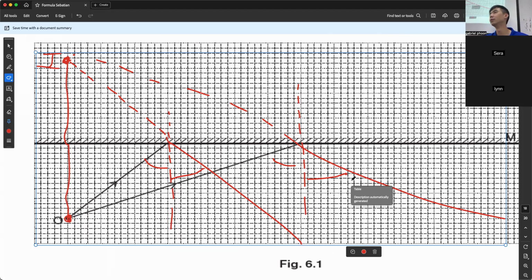You know what I'm talking about? Anyone recall that I said this before in the first time I taught you guys this? Yeah. Yes.